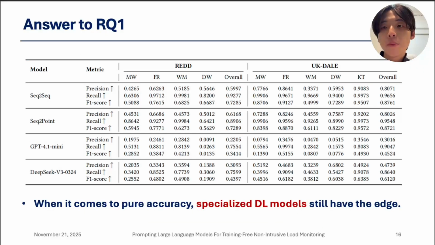But when we compare to the specialized deep learning models, like sequence to sequence and sequence to point, we can see clearly the accuracy gap. On both REDD and UK-DALE, the overall F1 score of large language models is significantly lower than the deep learning baselines. Okay, that's research question 1.